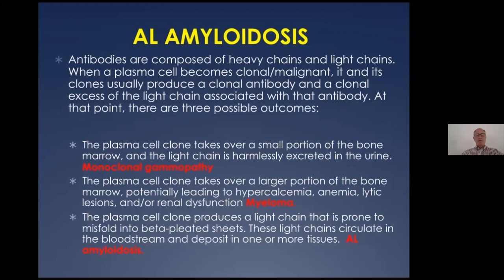If the plasma cell takes over a larger portion of the bone marrow, potentially leading to hypercalcemia, anemia, lytic lesions in the bone, and/or renal dysfunction, this is a disease state we all have heard of, myeloma. And if the plasma cell produces a light chain that is prone to misfold into what we call beta pleated sheets, these light chains circulate in the bloodstream and deposit in one or more tissues. And this is what we would call light chain amyloidosis.